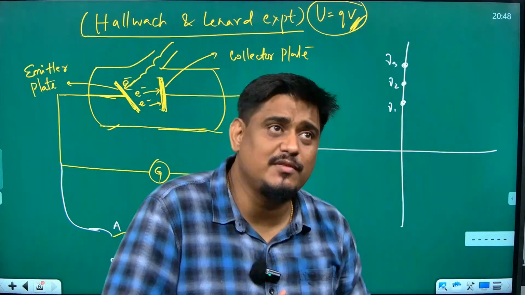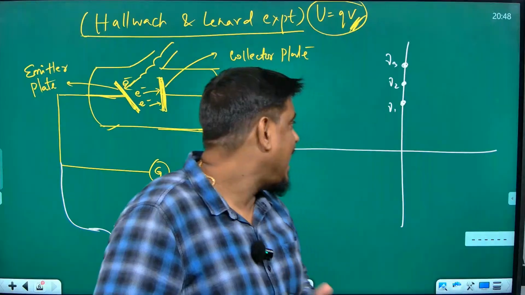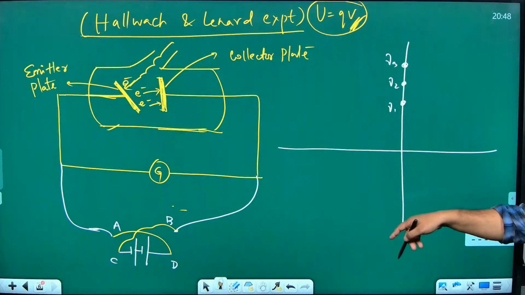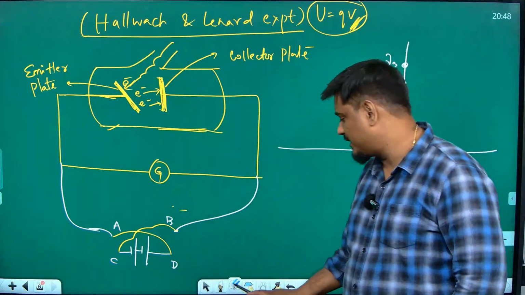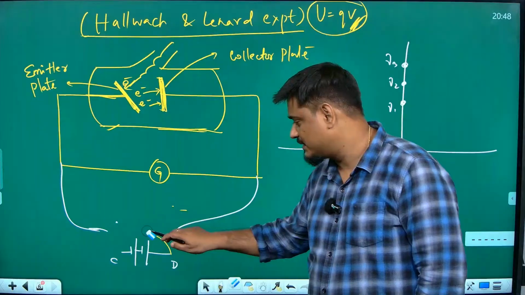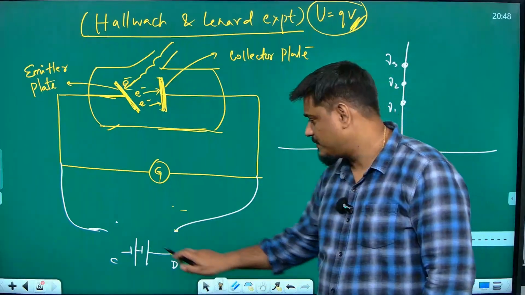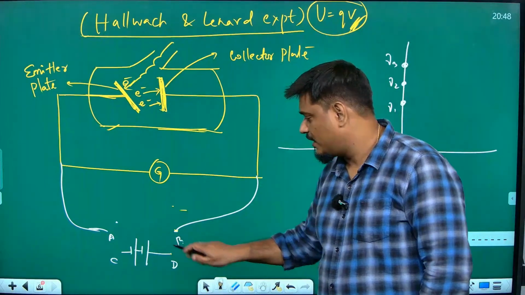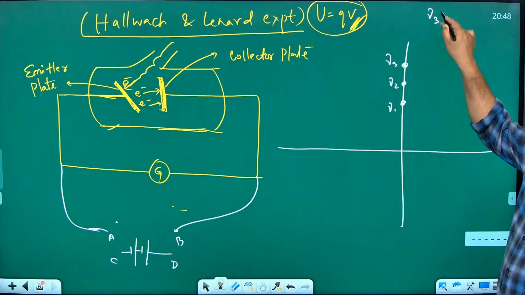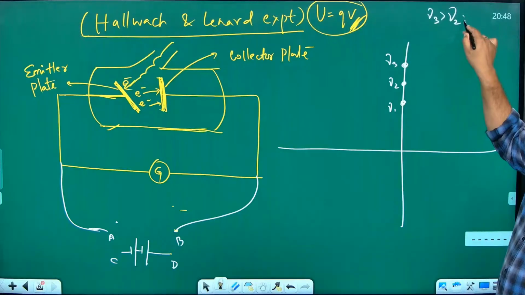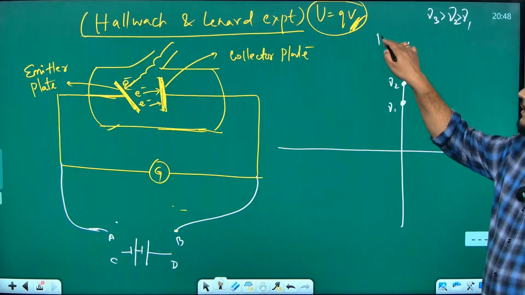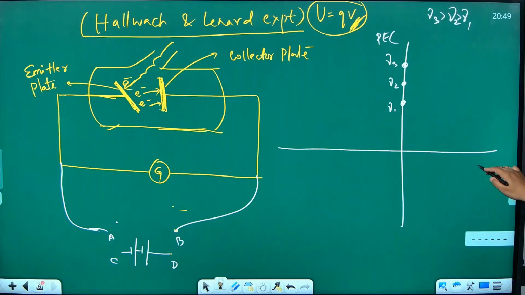And what I observed is that at zero potential, which means there is no potential applied, this A and B are connectionless. There is no connection between A and B like this. Then I saw the frequency which is maximum has maximum photoelectric current. This is photoelectric current and obviously this is potential.